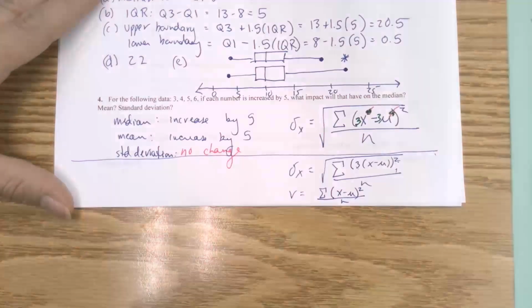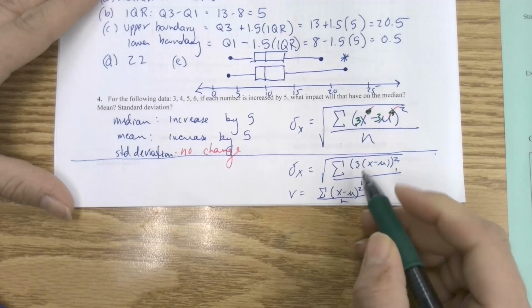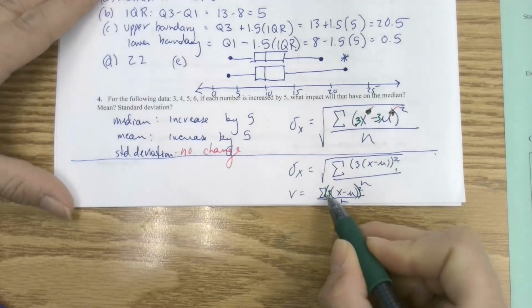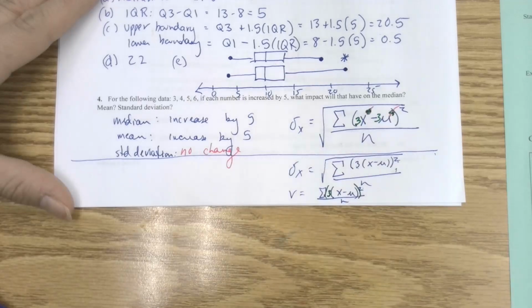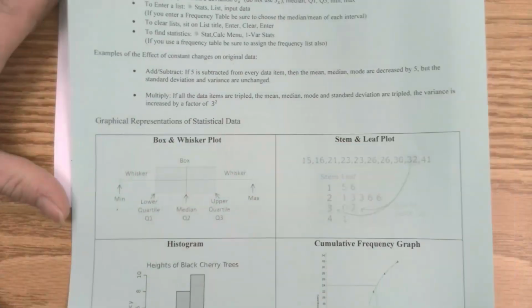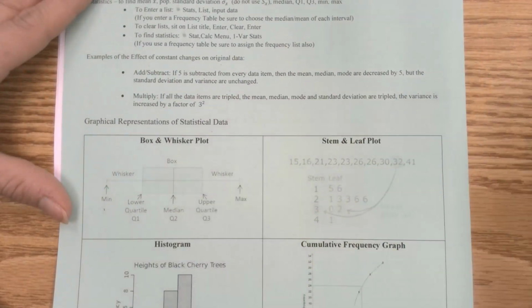But if you look at this visually on here, if I had factored a 3 out of here, and that 3 was also getting squared, you can see now that we have a multiple of 9. So just something to keep in the back of your mind are the effects of constant changes on original data. Sometimes we also call that sensitivity of data. How sensitive is data to changes?